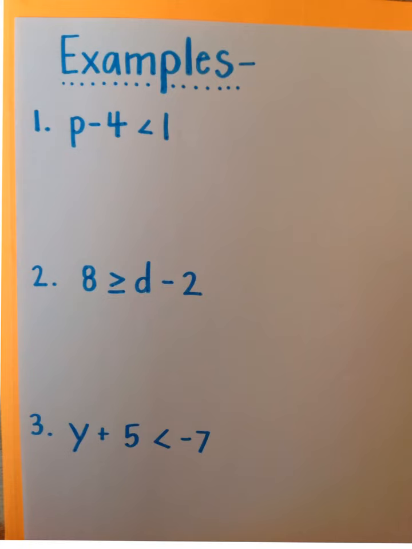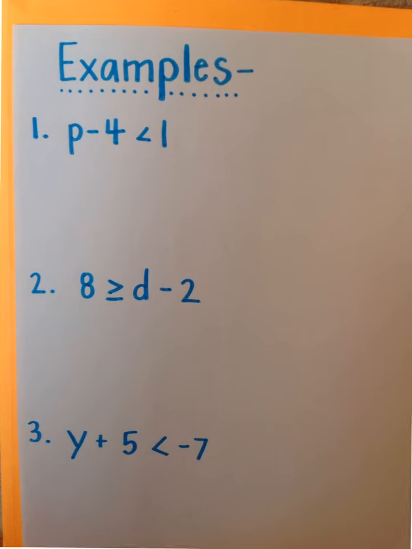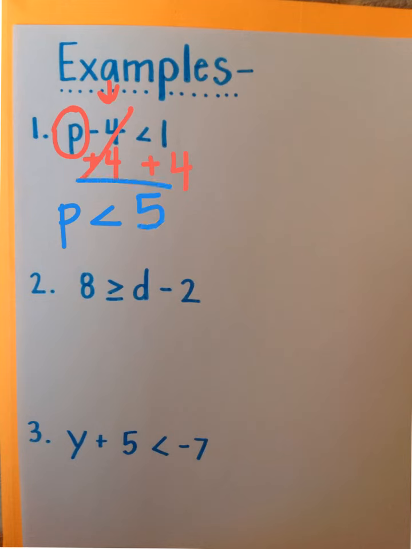So the first one says that p subtract 4 is less than 1. Remember, I want to get my variables alone. I want them to be isolated. So I need to get rid of this subtract 4. In order to get rid of it, I have to undo it. I have to do the opposite operation. So I'm going to add 4 to both sides. What will happen then is my 4's will cancel out, and I will be left with p is less than 5. And that is my final answer.